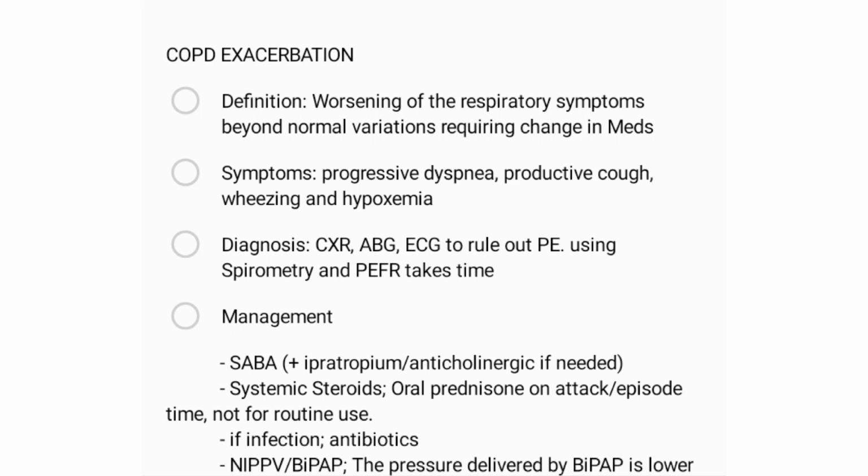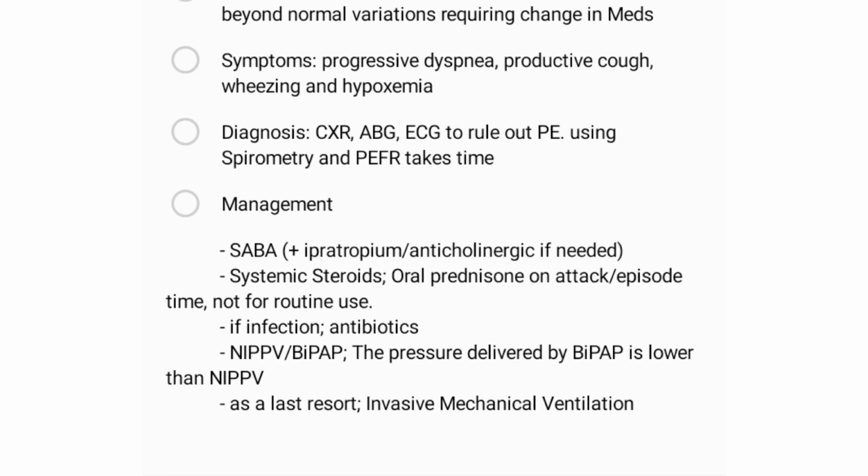Then COPD exacerbation. In terms of definition, this is when there is worsening of the respiratory symptoms beyond normal variations, requiring a change in meds. In terms of symptoms, there is progressive dyspnea, productive cough, wheezing, and hypoxemia. Then for diagnosis, you use the chest X-ray and, of course, the ABGs. Then you can do an ECG to rule out a PE. Using spirometry and PEFR usually takes time, so just start with the chest X-ray and ABGs.